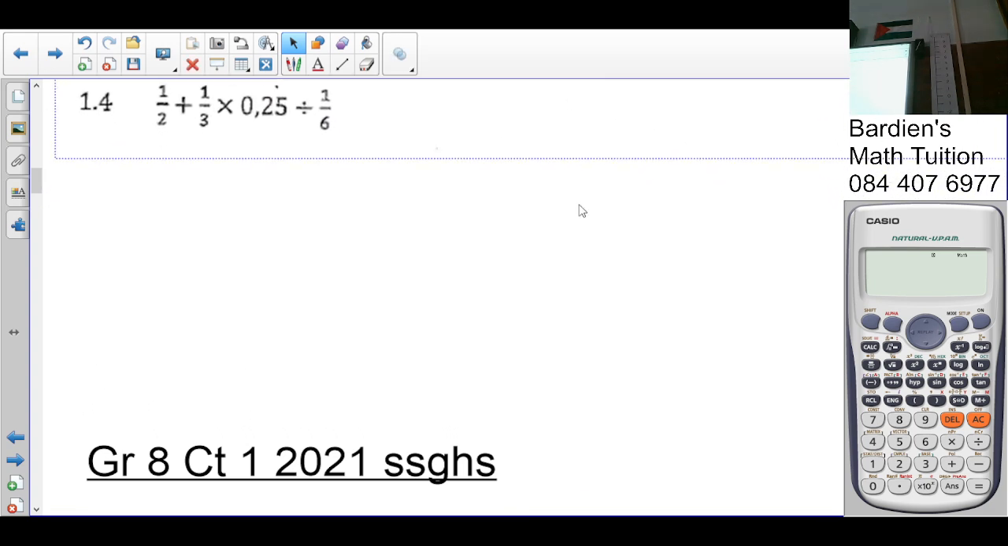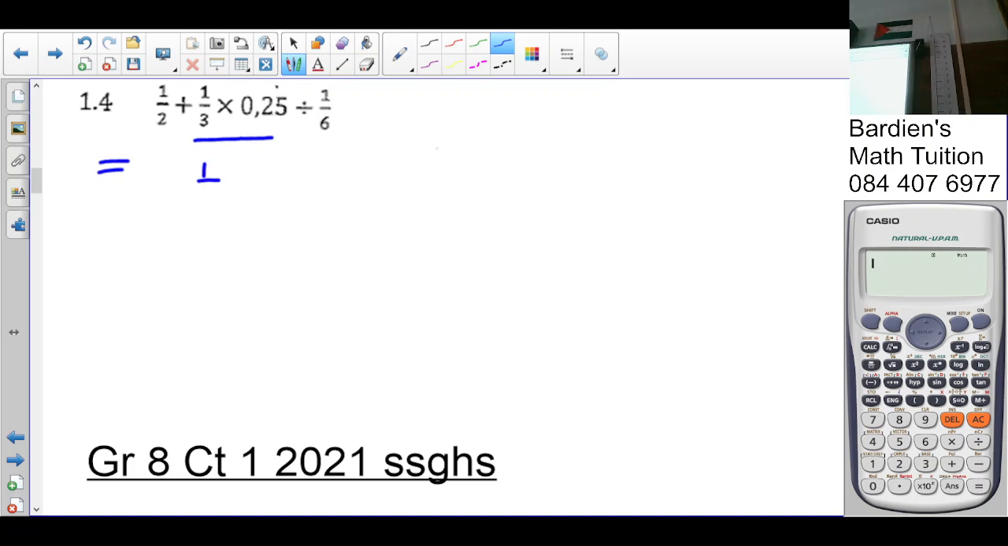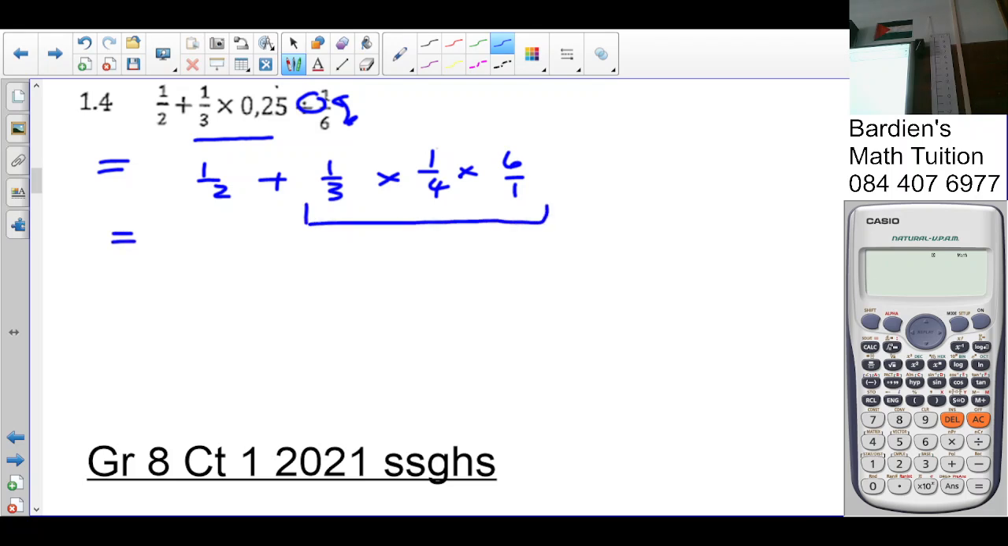The next question. What needs to be done first? Is the multiplication. So it's 1 over 2 plus 1 over 3. Now 0.25 is 25 over 100, which is 1 over 4. I'm going to change this to multiplication, tumbling times. So it's multiplied by 6 over 1. Okay, again we need to do multiplication first. So 6 goes into 6 once, 3 going into 3 once, 3 going to 6 twice.